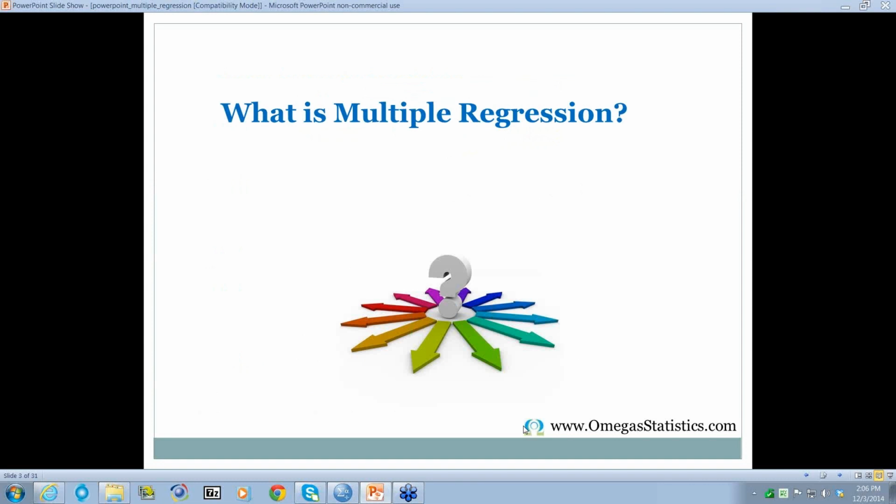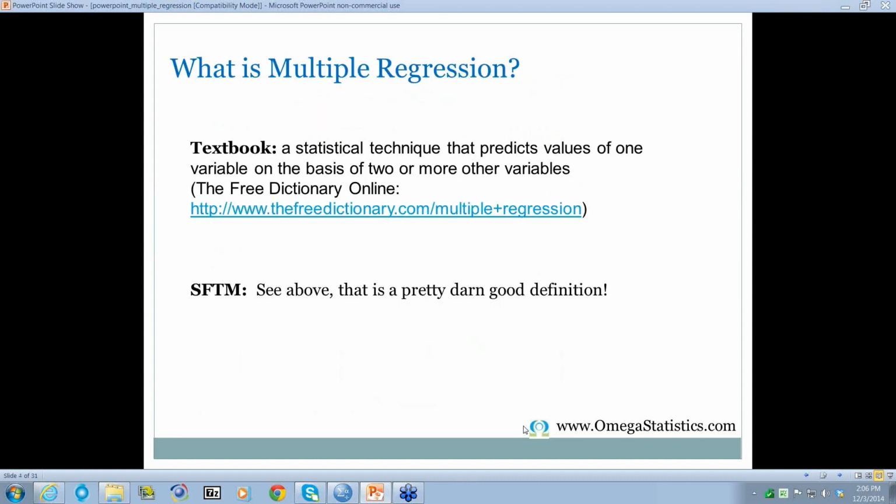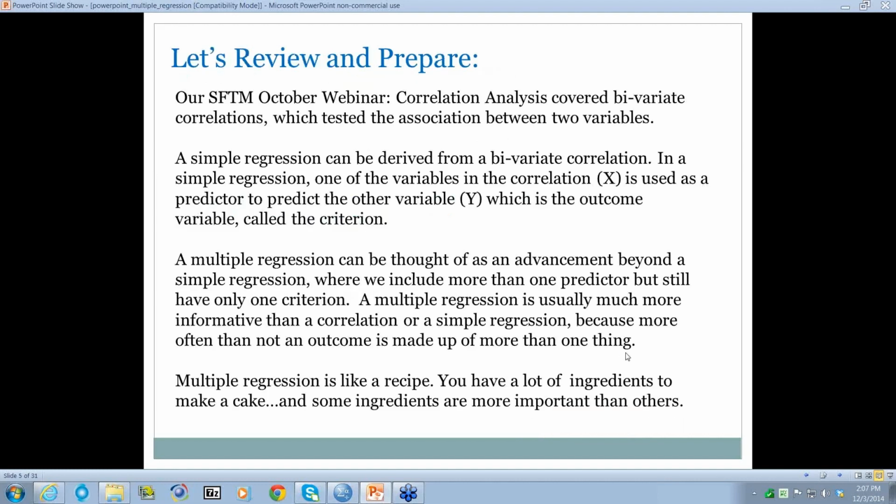Okay, so what is multiple regression? Usually I like to pull something out of a textbook and then also give one of our definitions. Well, this month I found a great definition from freedictionary.com online. Multiple regression is a statistical technique that predicts values of one variable on the basis of two or more variables. And that's a pretty darn good definition. And so we're going to review a little bit, and we're going to get prepared.